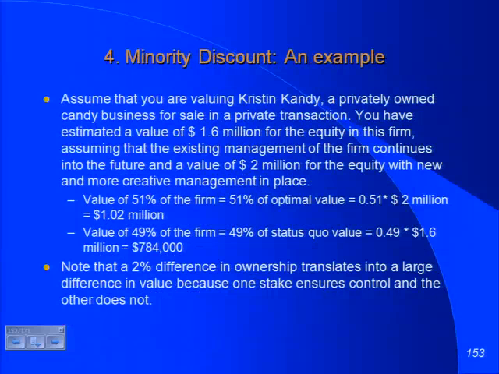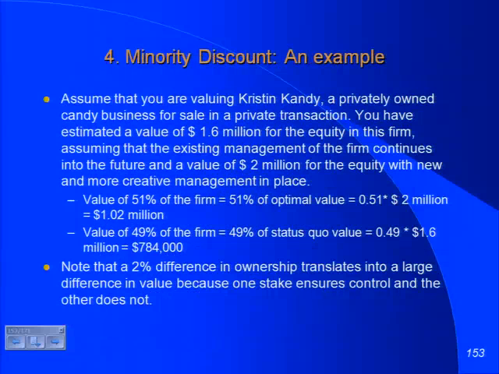I'm the sole owner of the company. I offer you 49% of the company. You see the significance of the 49%? You have 49%, I have 51%. I still run the company. So for 49%, what's the most you're going to be willing to pay? You're going to be willing to pay 49% of the status quo value, because you don't control the company. If I offer you 51% of that same company, you're going to be willing to pay 51% of the optimal value, because it's now your company.